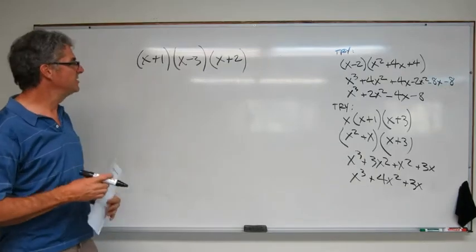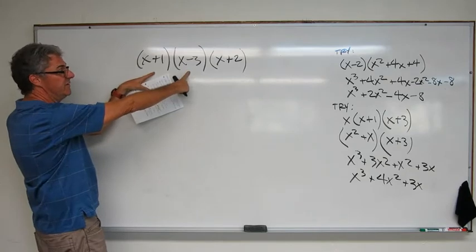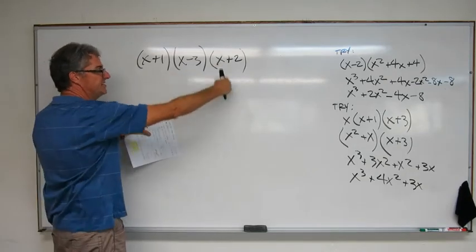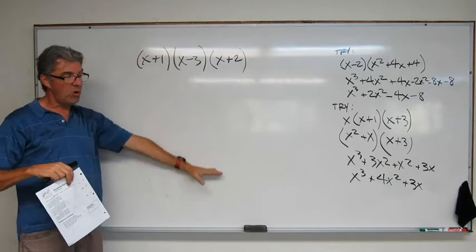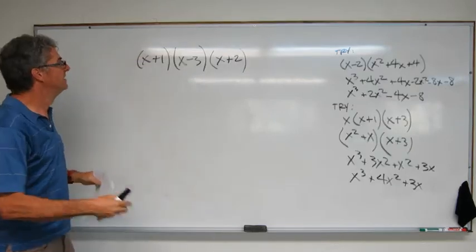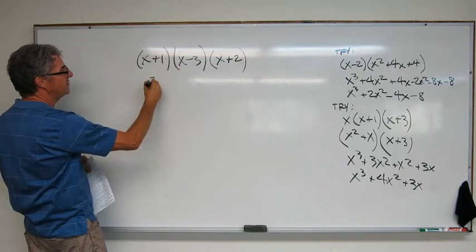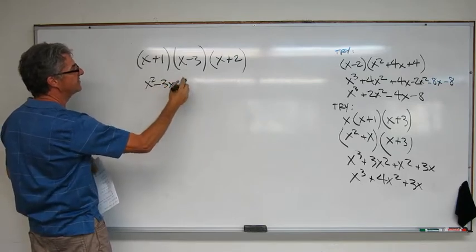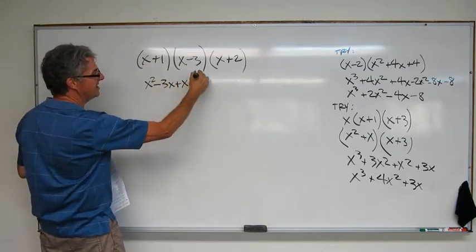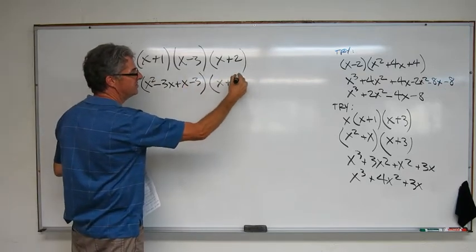Okay. Let's see how we do. So what I'm going to do is FOIL these two, find out what that is, bring this down, and then multiply those out. I think we're going to get quite a few steps here. So FOILing this, I get x squared minus 3x plus x minus 3. Bring down my x plus 2.